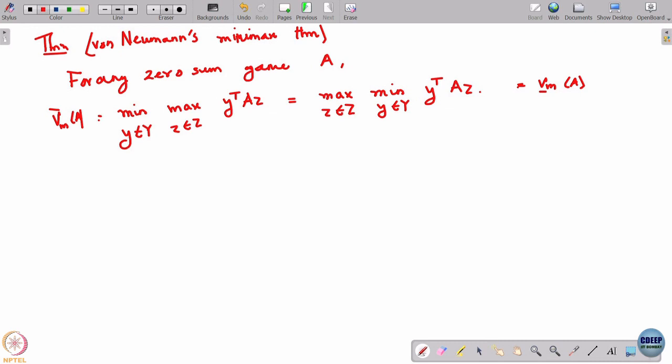Okay, so we are going to prove this. Before I start with the proof, what is the claim? The claim is that the upper and lower values, in mixed strategies, are always equal for every game. As a corollary, there is always a saddle point for any game, provided you extend the space to mixed strategies. In pure strategies, there need not be a saddle point, but in mixed strategies there would be.